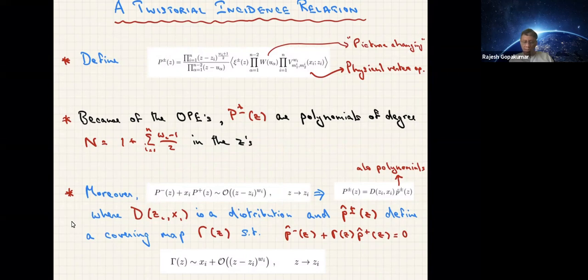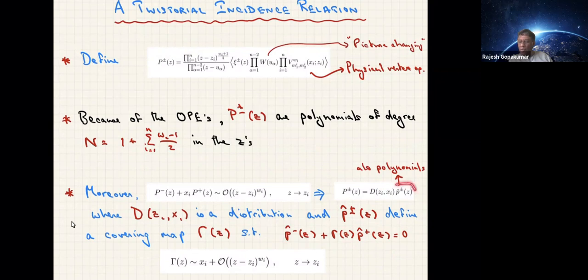So these P's, of course, have shown their dependence on Z, but they also have dependence on the Zi's and the Xi's, and it will take the form of a distribution. So you can pull out the distributional piece and be left with some ordinary polynomial piece in the Z's. And these polynomials define a covering map by this expression.